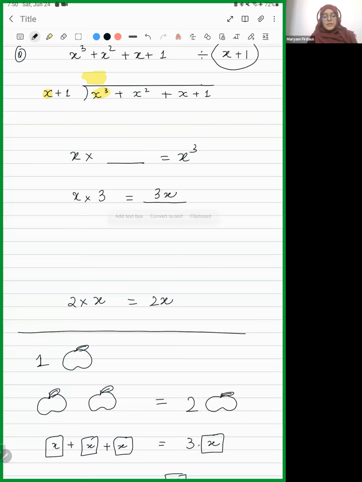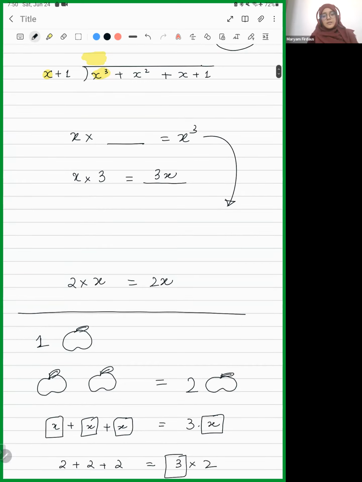But you said over here we should write 3. But this is not 3x. This is x cube. Can you tell me what is x cube? What do you understand by x cube? X cube is like 3 times x. Okay. But 3x is also 3 times x. What is the difference between 3x and x cube?